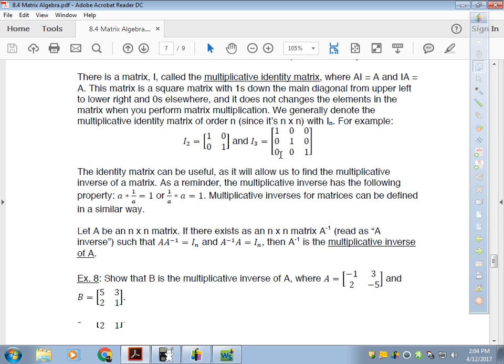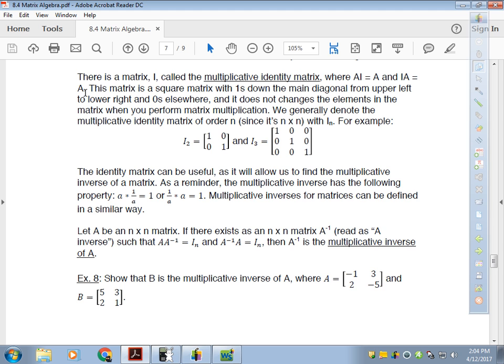The next thing we're going to talk about is the multiplicative identity matrix, which we usually call the matrix I. The multiplicative identity matrix is a matrix where when you take your matrix A and you multiply it by this identity matrix, you still just have matrix A. Or if you take the identity matrix and you multiply it by matrix A, you still have matrix A.